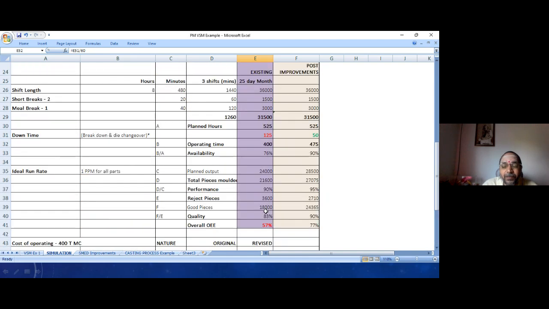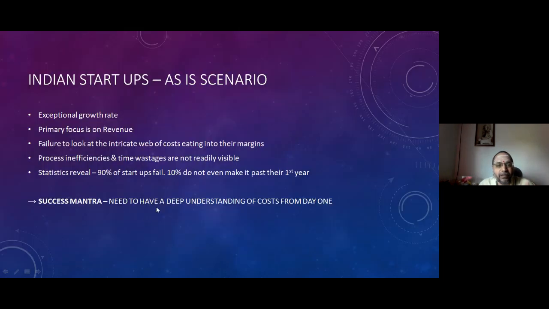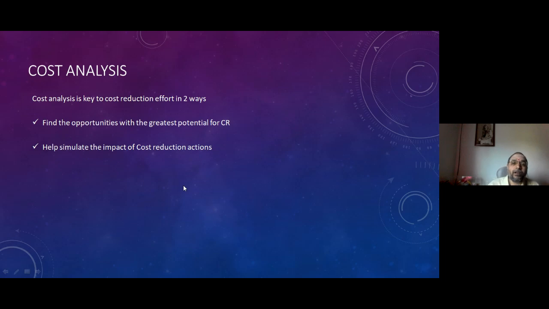So this way, this is simulating. What happens if I reduce, if I improve? What is the cost impact? This way, a startup, an MSME startup in particular, should have a system in place to simulate and see. That is the purpose of cost analysis, what we saw here, right? Find opportunities with the greatest potential. In this case, we saw setup, changeover is where the potential is there, rejection is where it is there. Then simulating the impact, right, for cost reduction.